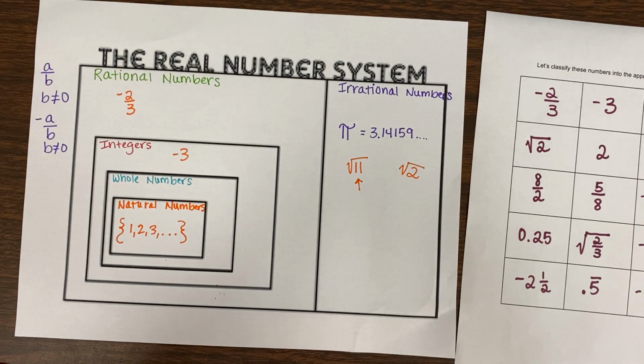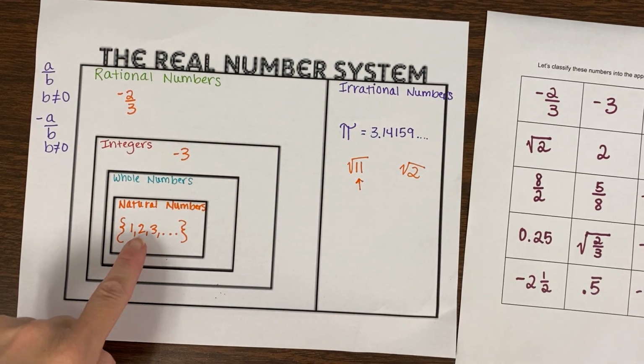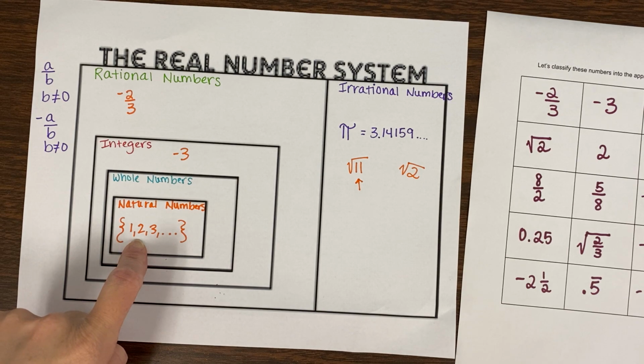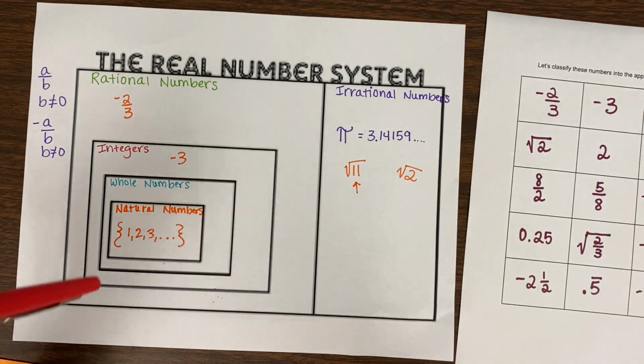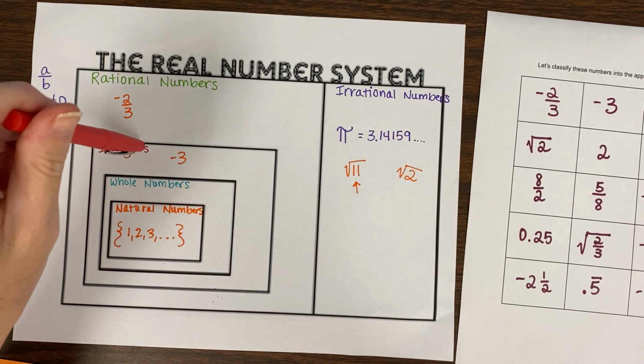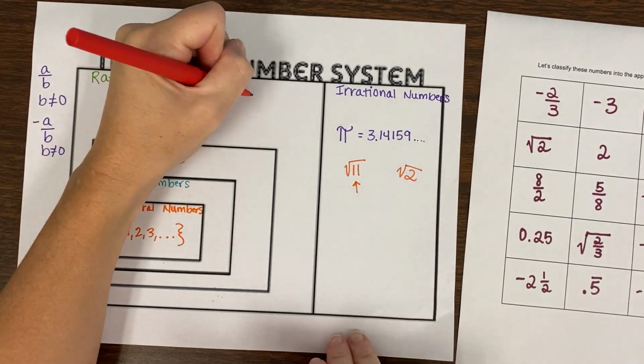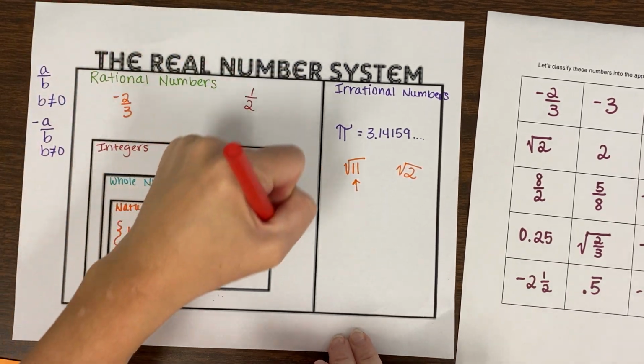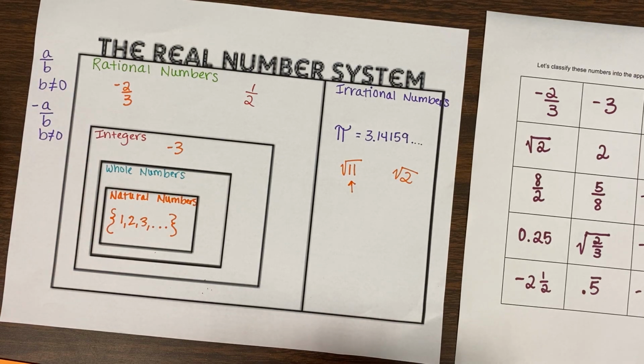So what about the whole number 2? Well, that's part of the natural numbers right here. 1/2. 1/2 is not a natural number or a whole number or an integer, but it definitely is in that other outskirts of the rational numbers.